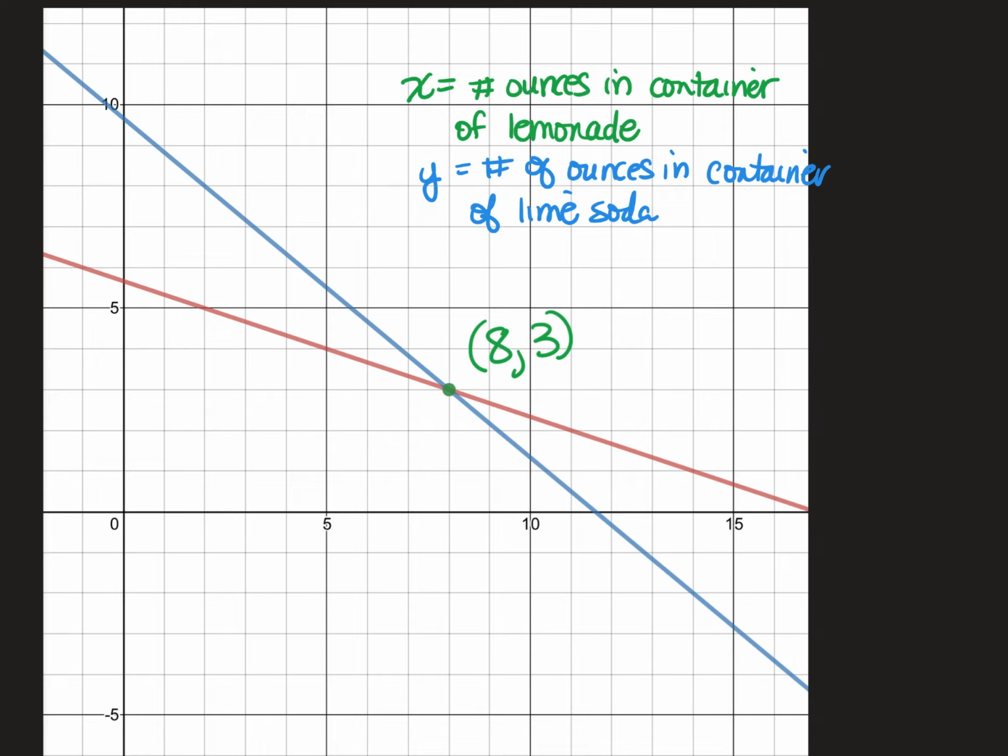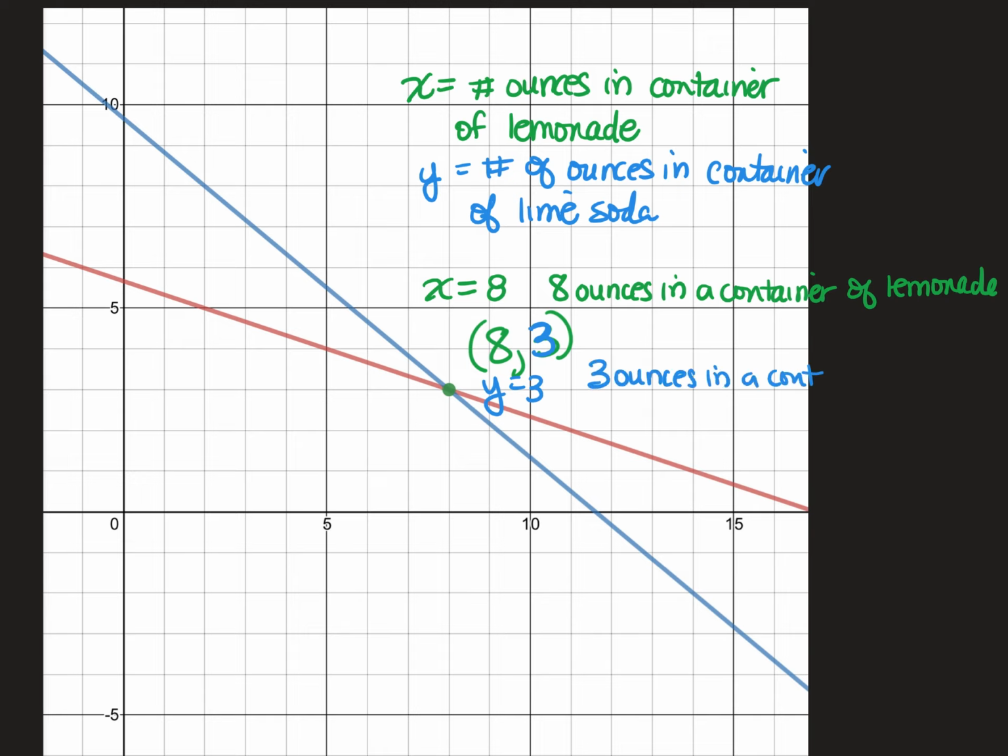So when I look at this, what that tells me is that we have X equals 8, which means that there are 8 ounces in a container of lemonade. And I see that Y equals 3, which means there are 3 ounces in a container of the lime soda.